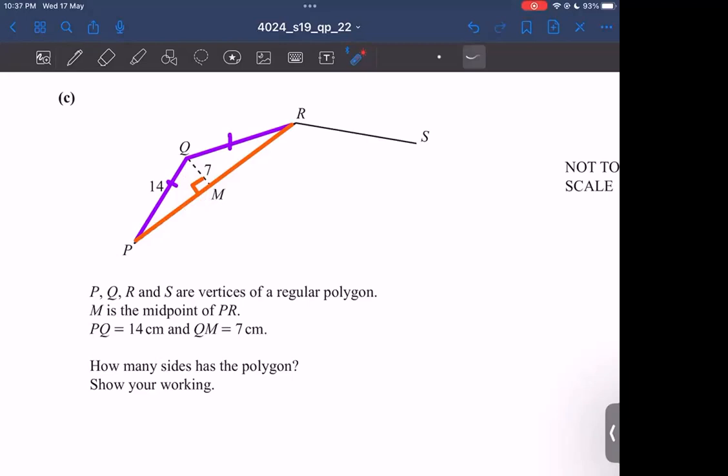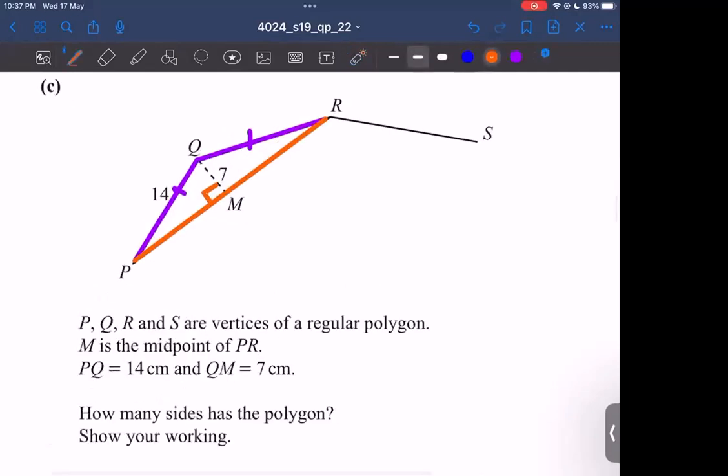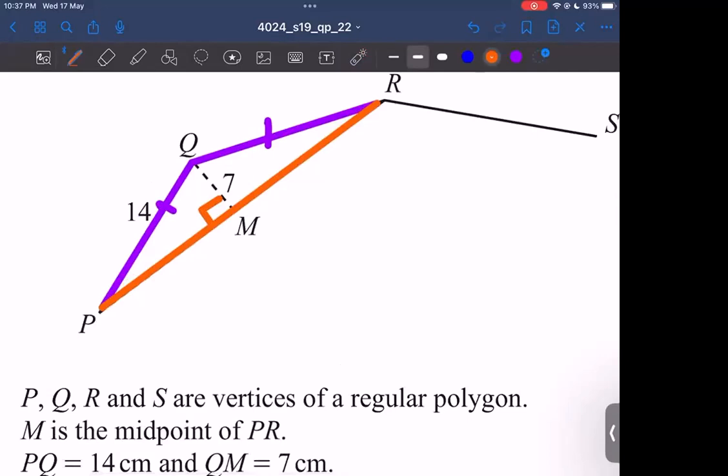Now they are saying PQ is 14 and QM is 7 over here. They ask how many sides the polygon has, showing your working. So for the polygon, we need to know the number of sides. What I'm going to do is find this angle first. Since we know this is 90 degrees by the property, let's break this triangle and find the angle PQM.